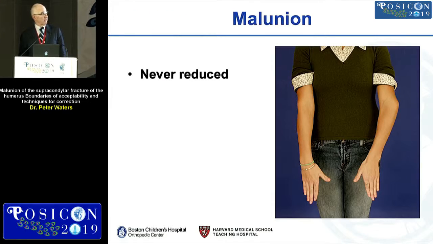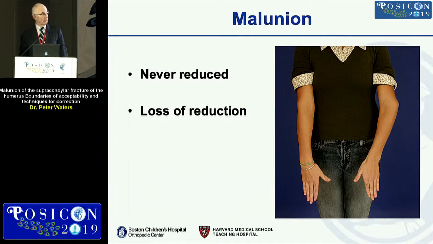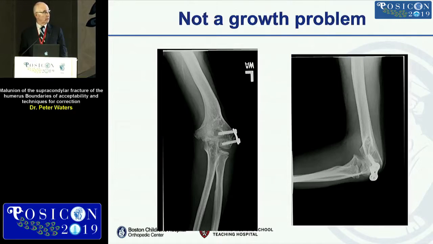So this is a situation of never reduced, late presentation, cubitus varus deformity, and the question is whether you operate on this or leave it alone. We talked about loss of reduction situations, so that usually means that our pin fixation is not adequate. We don't have sufficient bicortical fixation, or we pull our pins too early.